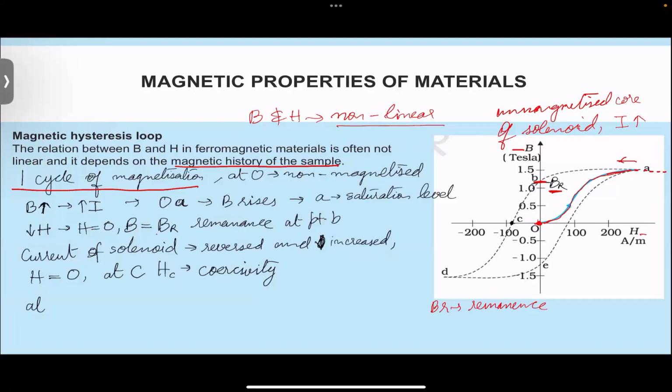Okay, so where you can see BR is remnants at point B. This is also the remnant magnetism. Sometimes this stays in the sample and you can measure how much the remnant magnetism is, or you can also say how much is retained. So retentivity is also one of the terms that is used.